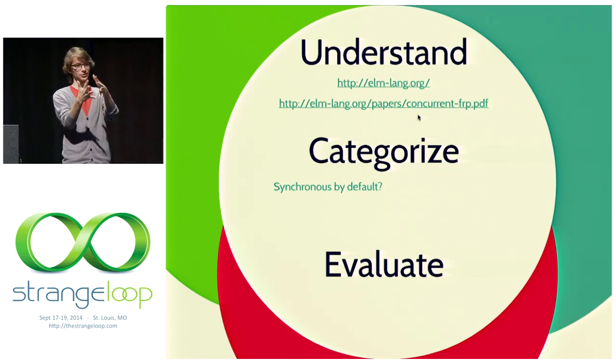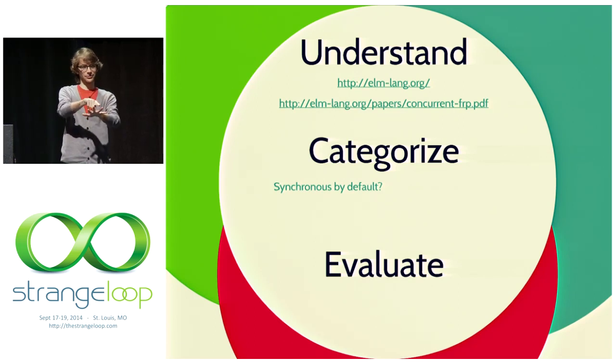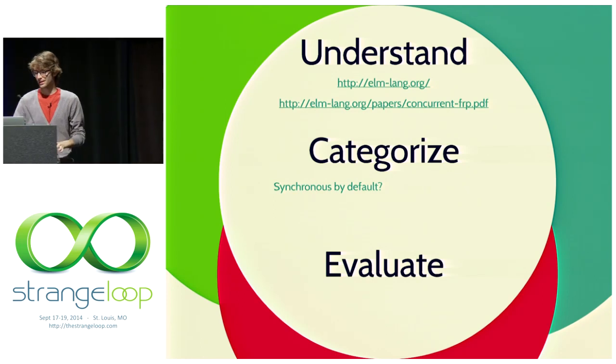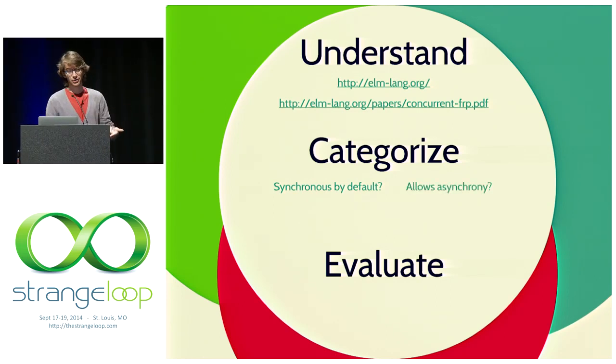Am I getting these ordering guarantees where I know that if someone types hello and clicks a button, we're going to get it in that order, and not have the button click happen halfway through because the processing takes too long or something? Does it allow asynchrony?